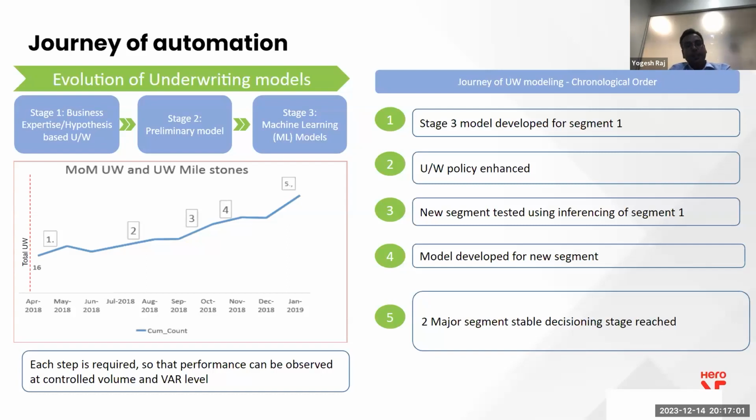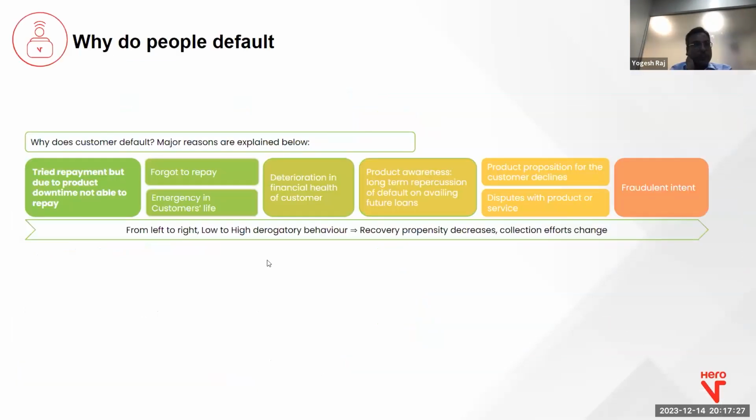Post that, since companies get lots of data, forecasting becomes easier, and for any kind of AI or ML models, you need a huge amount of data. So once they have that, they go to that decisioning. And that is how, in general, underwriting intelligence improves and moves forward.